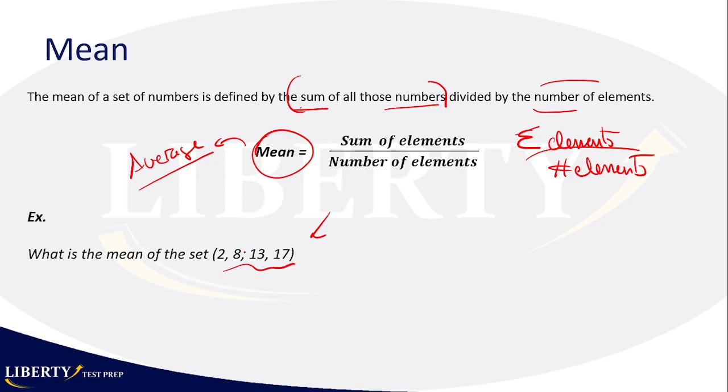2 plus 8, 10, 13, 23, plus 17, 40. 40 divided by how many numbers? 1, 2, 3, 4. Divided by 4 is equal to 10. So the mean of this set of numbers is 10. Okay, 10. Very good. So that's what a mean is. It's a very simple, very basic concept.